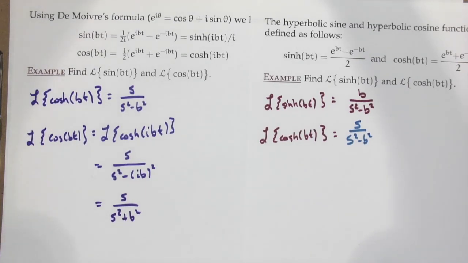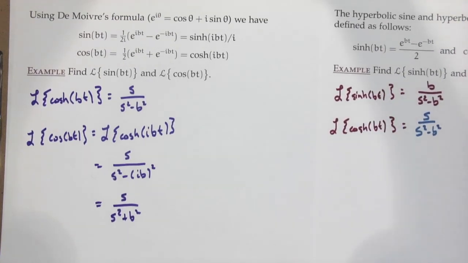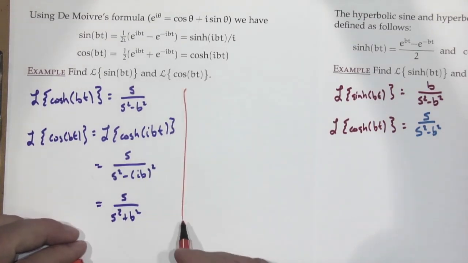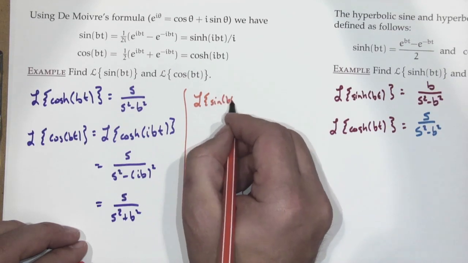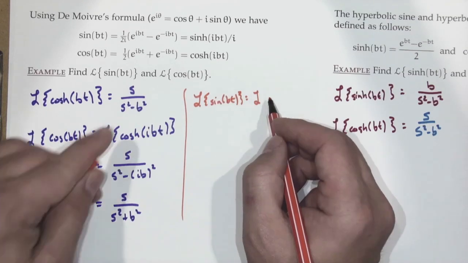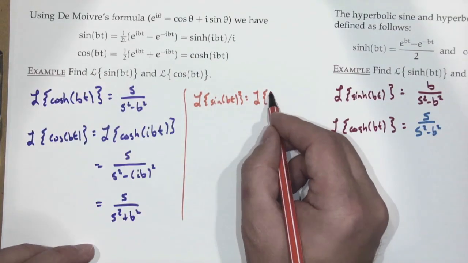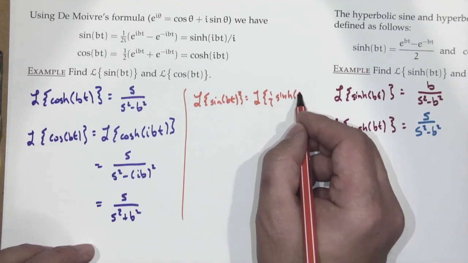What? That's what we just said. Yeah, because it works out. Isn't that cool? Wow, life is good. And you can do the exact same thing with your sinh function. So, for instance, we can say, hey, Laplace transform of sine, well, that is the Laplace transform, according to this part here, 1 over i of sinh of ibt.